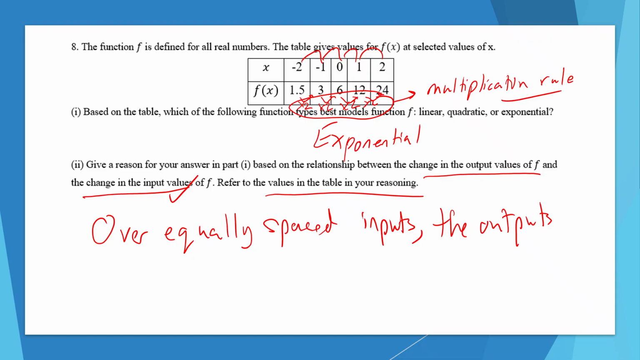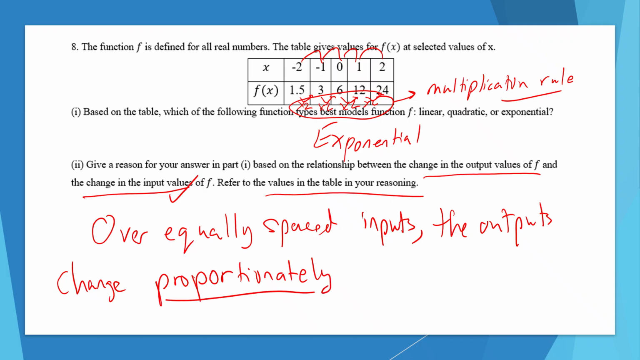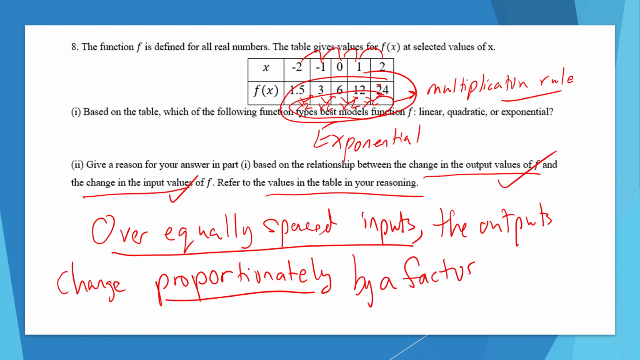So over equally spaced inputs, the outputs, and then for an exponential function, we want to say change, and the keyword here is proportionately. Right, so that's our second part, and we're talking about the output values there. And then we want to show that we exactly looked at this table and not just memorized a random sentence. So here we want to say by a factor of 2, and that would be perfect there. So all 3 of those would get full credit for number 8.